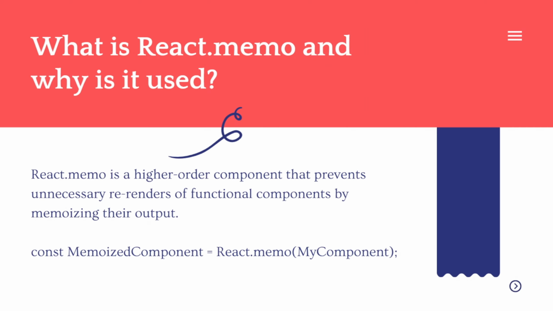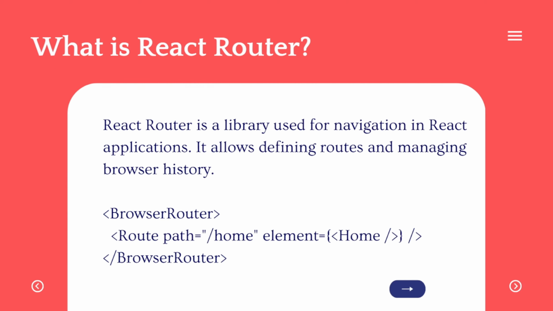Question 9. What is React.memo and why is it used? React.memo is a higher order component that prevents unnecessary re-renders of functional components by memoizing their output. const MemoizedComponent = React.memo(MyComponent). Question 10. What is React Router? React Router is a library used for navigation in React applications. It allows defining routes and managing browser history.